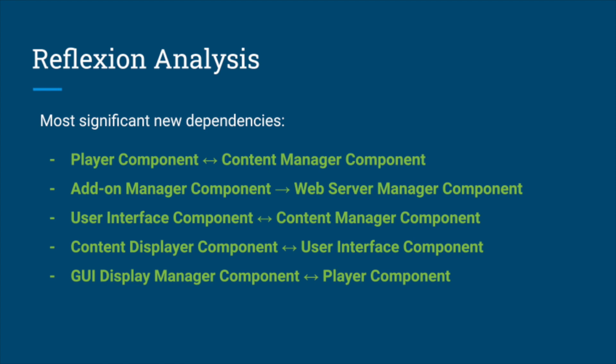Within the new two-way dependency between the content displayer component and the user interface component, we found that the UI calls the date and time data from the content displayer and vice versa for progress bar display. There were unexpected cross-layer dependencies, such as the UI using data from the data layer without the business layer processing. Finally, the GUI display manager handles peripheral inputs requiring the player component to check the screen activity.